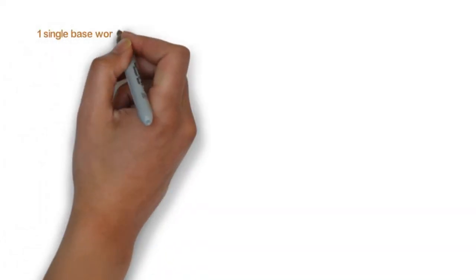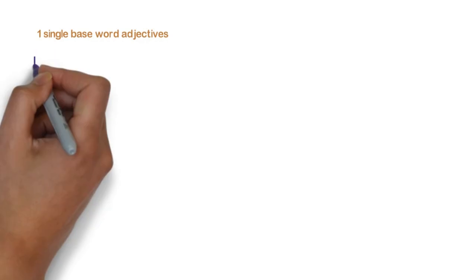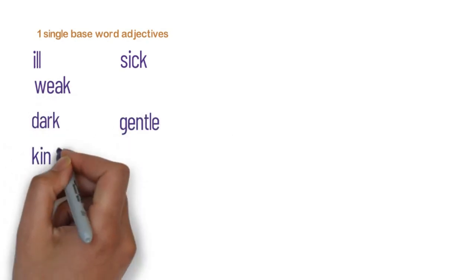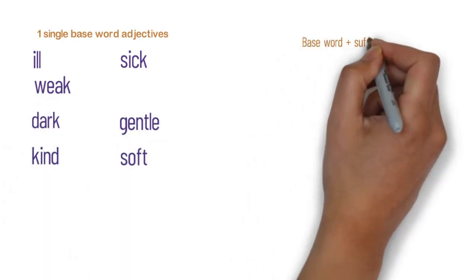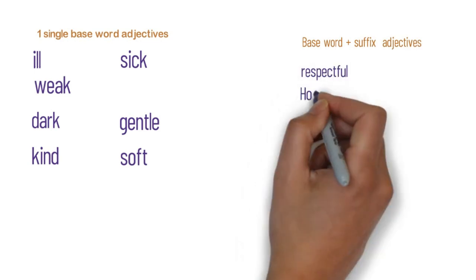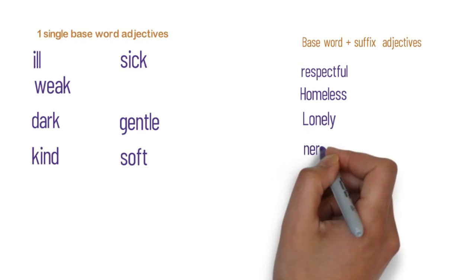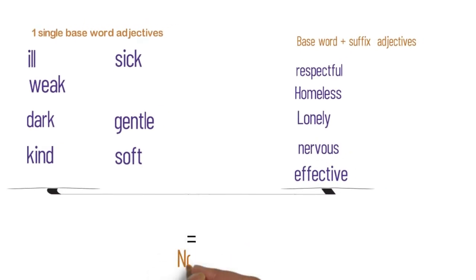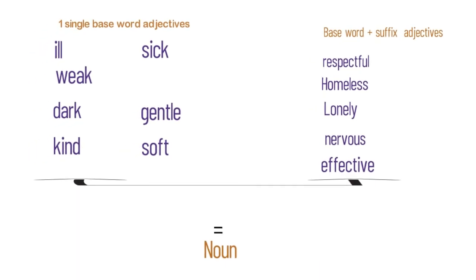No matter whether your adjective is composed from one single base word like ill, sick, weak, dark, gentle, kind, soft, or composed from a base word and a suffix like respectful, homeless, lonely, novice, effective, all you need to do to form a noun out of these adjectives is to add the suffix ness.